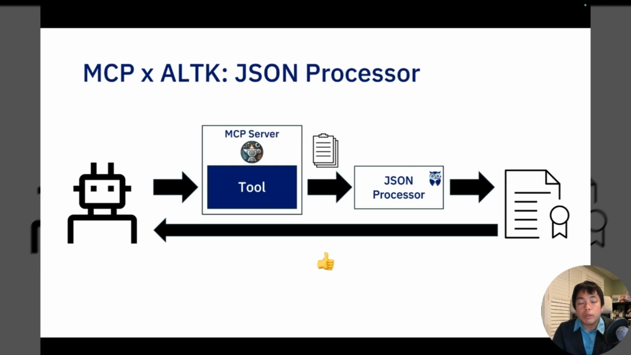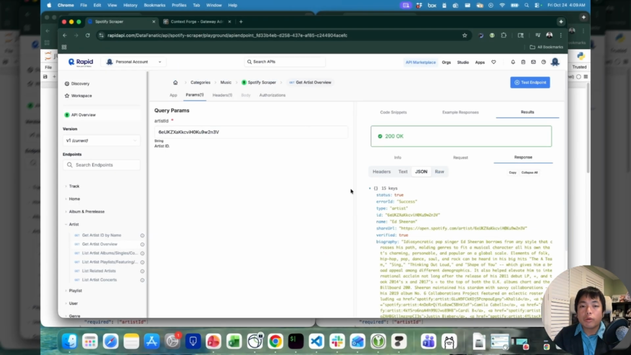So we can apply this concept and kind of expand on it. And so instead of instrumenting one tool, the JSON processor, we can actually integrate with the entire server. And then that way we can instrument all the tools with a JSON processor. So let's show a demo of what this ALTK and MCP server integration will look like.